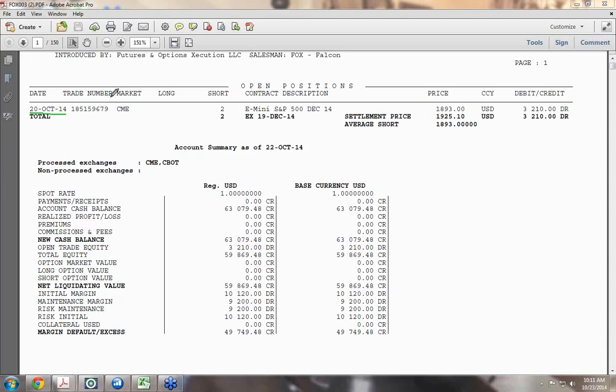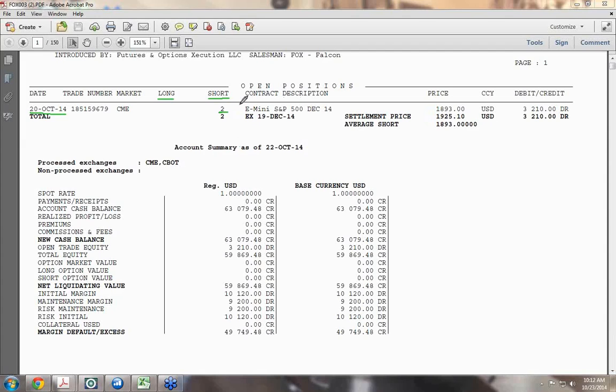I wouldn't worry too much about the trade number or the market columns. Those are really insignificant. The market's always going to be CME for purposes of the algo trade system. But these next columns, long or short, will give you the directional bias of the trade that is open in this section. For this particular statement, it shows that we are short 2 contracts.